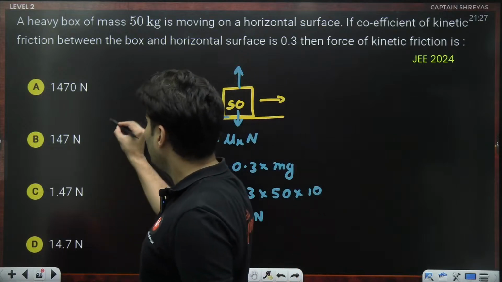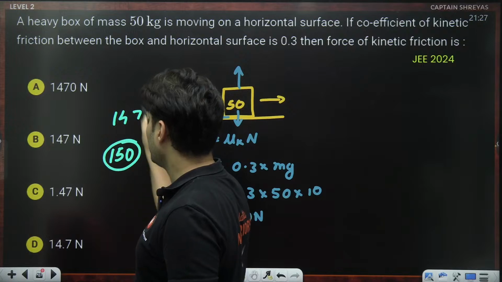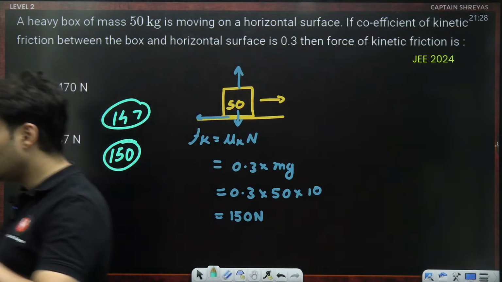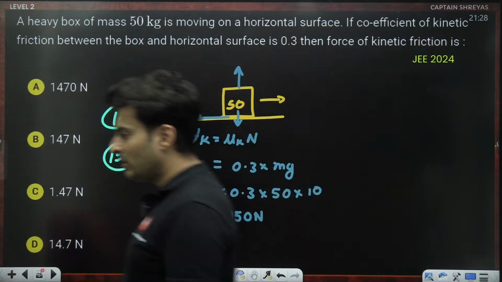But what will you do if it was 147 and 150? Imagine both these options are there. One option says 147, one option says 150. Then what will you do? Assume that the g value is not given.